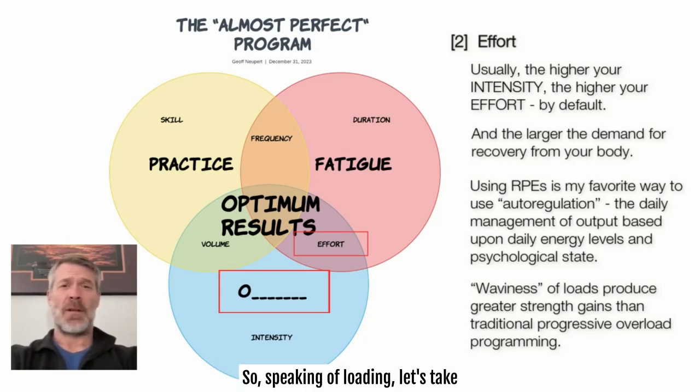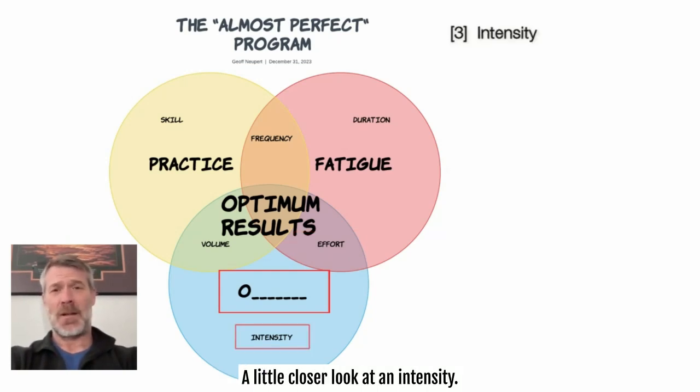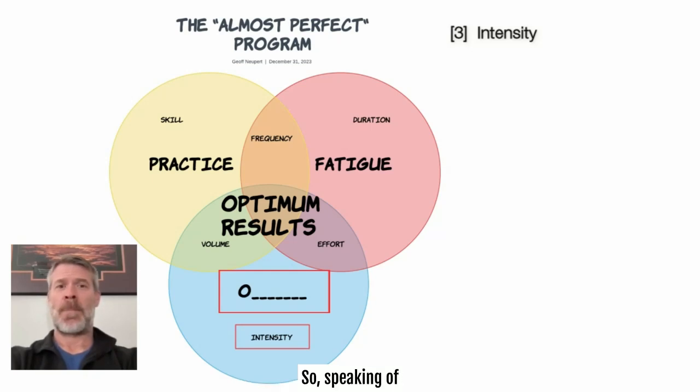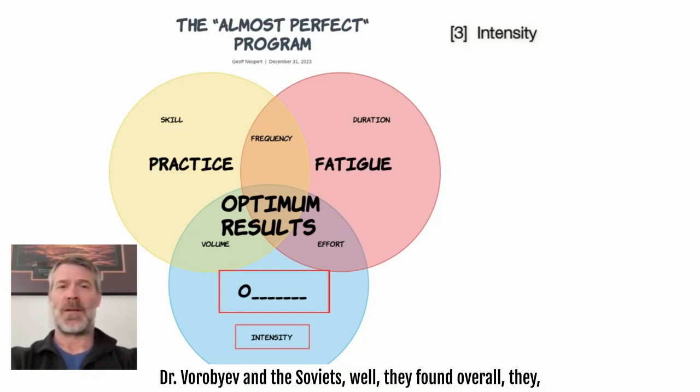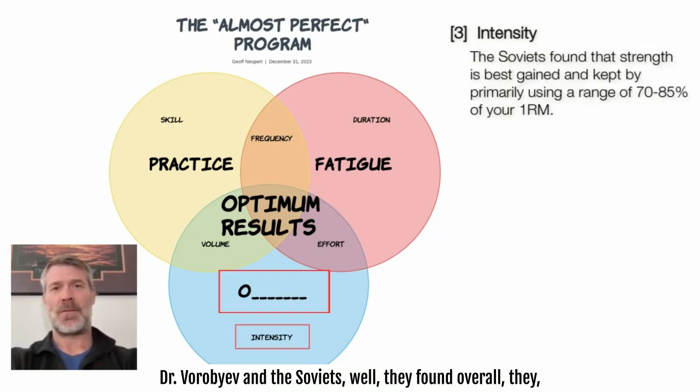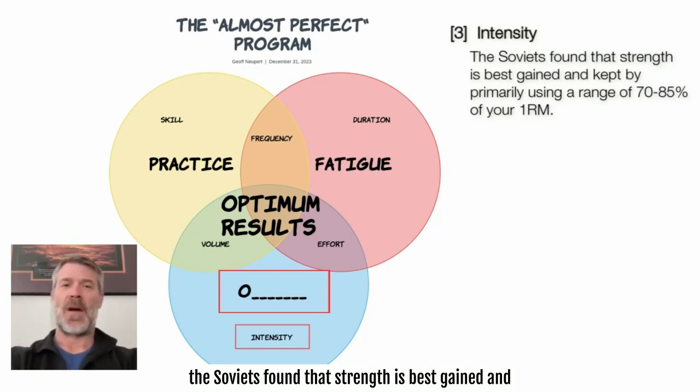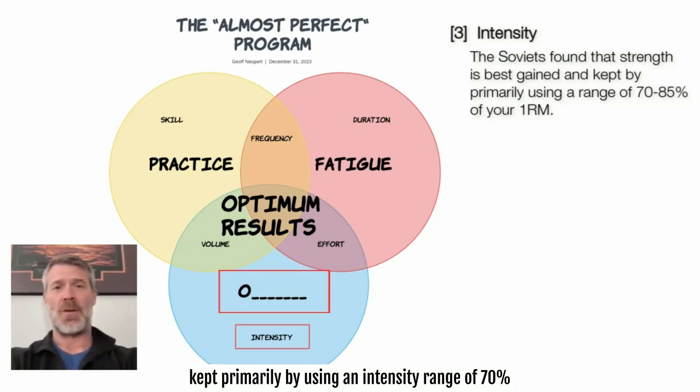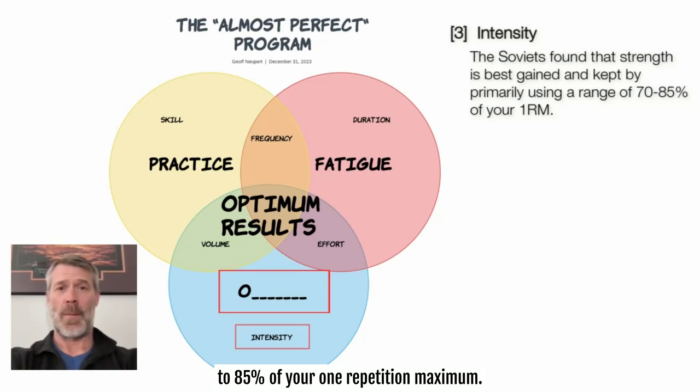So, speaking of loading, let's take a look at intensity. Again, a little closer look at intensity. So, speaking of Dr. Vorobiev and the Soviets, well, they found overall that strength is best gained and kept primarily by using an intensity range of 70 to 85% of your one repetition maximum.